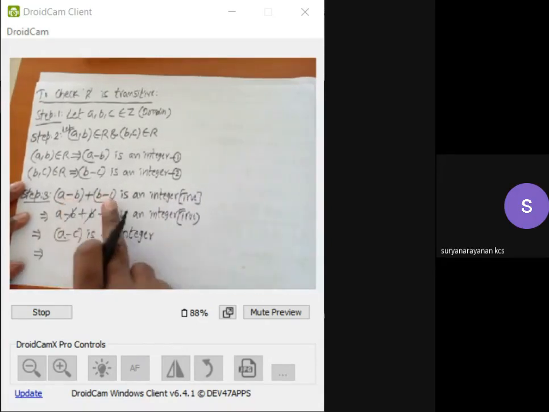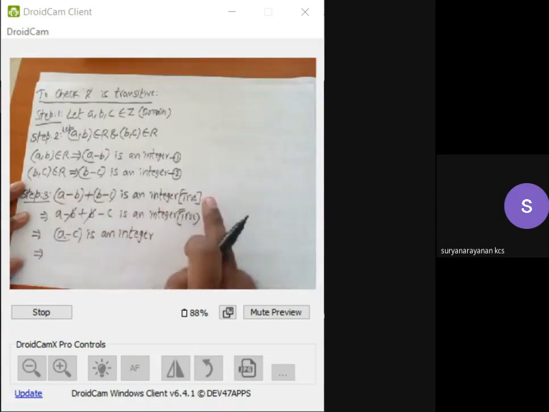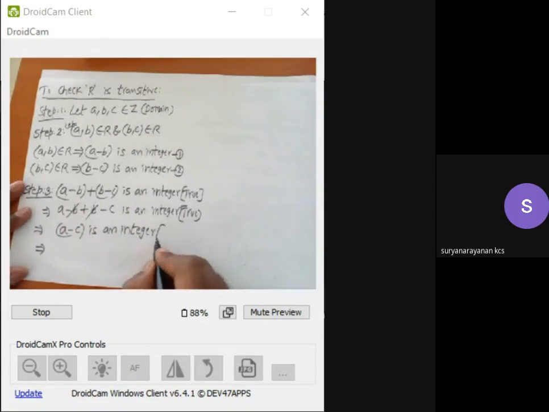Because it is an integer, and by adding these two integers we get an integer, it is a true statement. So we are simplifying these statements. Finally, we got a minus c is an integer. It is also a true statement.